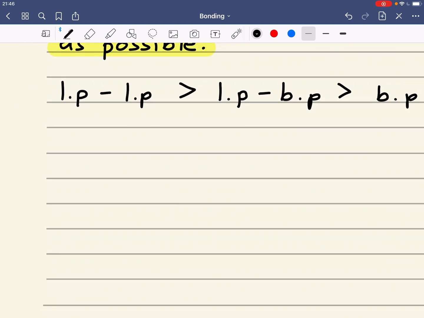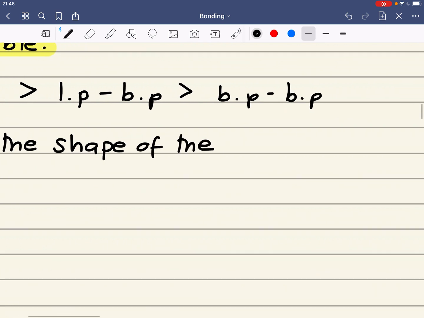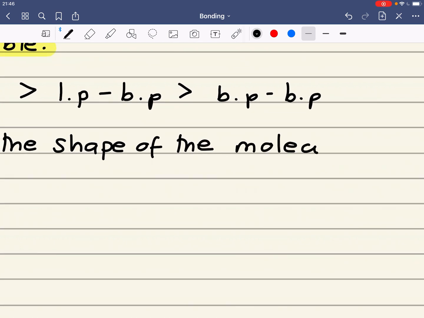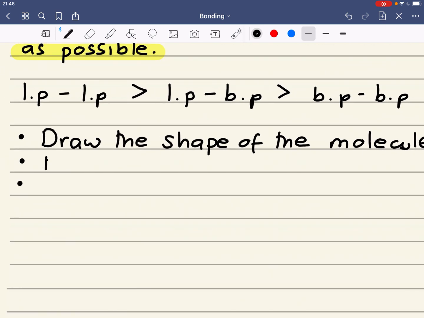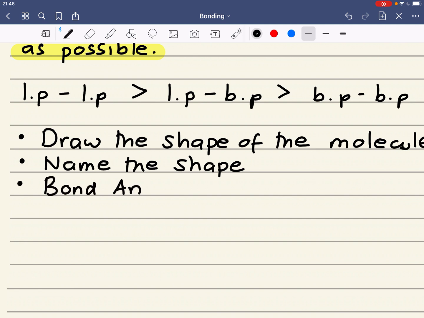When we're asked questions on shapes, we might have to do one of three things. We might have to draw the shape of the molecule. We might have to name the shape, and you'll see that all these shapes have particular names. And we might have to state bond angles, and that is just between the bonding pairs of electrons.